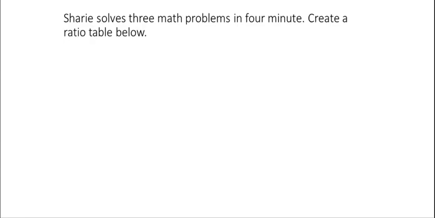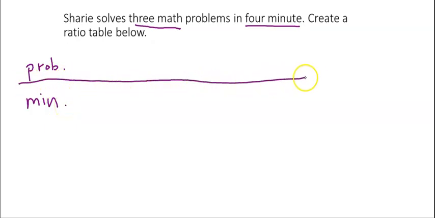All right, so we have Cherie. Cherie solves 3 math problems in 4 minutes. And so if we're looking at that, we have 3 math problems in 4 minutes. So we've got the number of problems and the number of minutes. And I'm just going to abbreviate both of those. So remember, I'm efficient. And I'm going to create this ratio table. And we said we could do 3 math problems in 4 minutes.